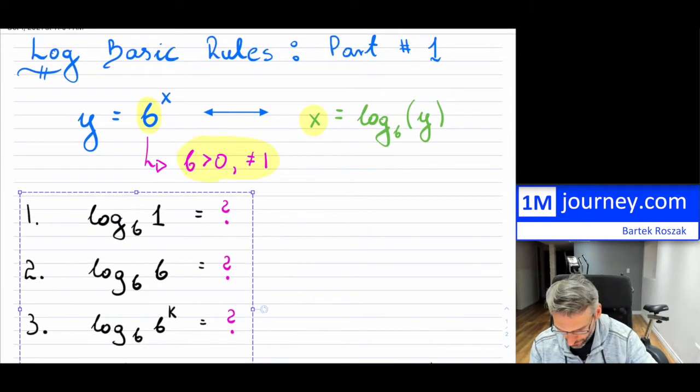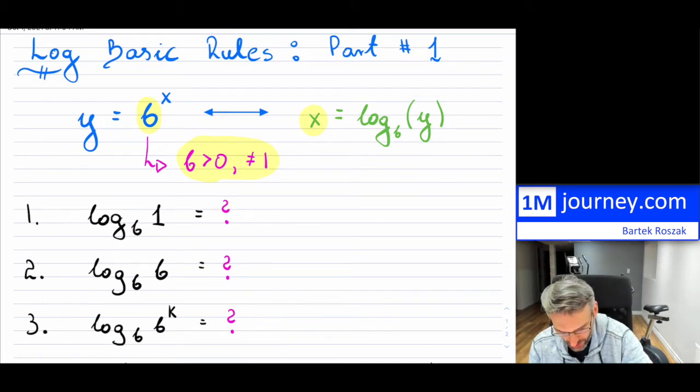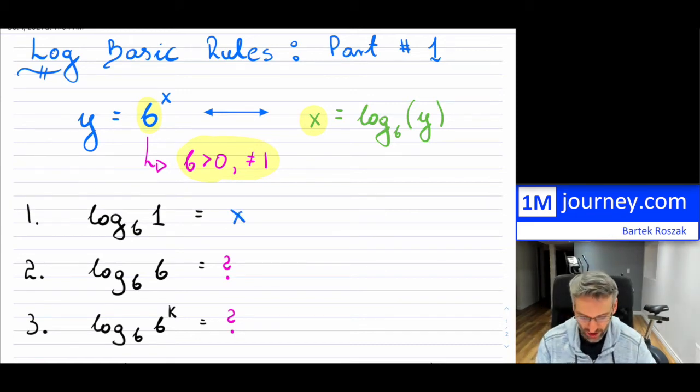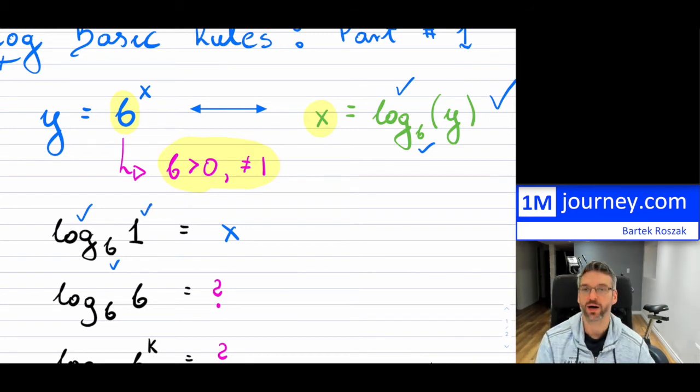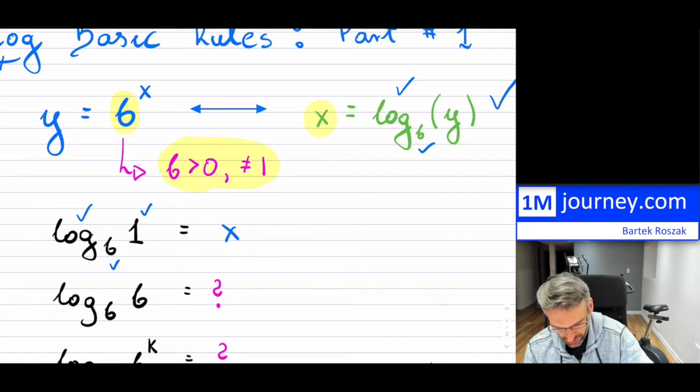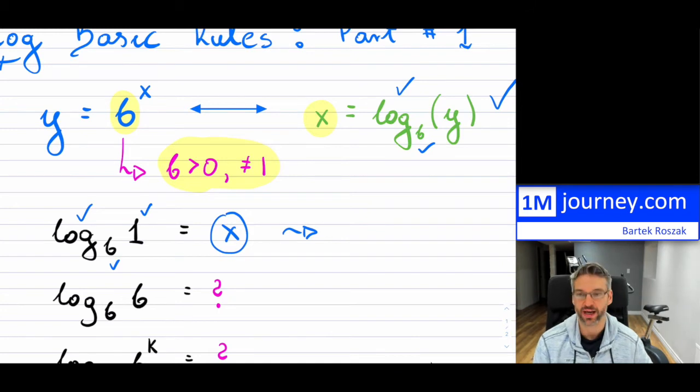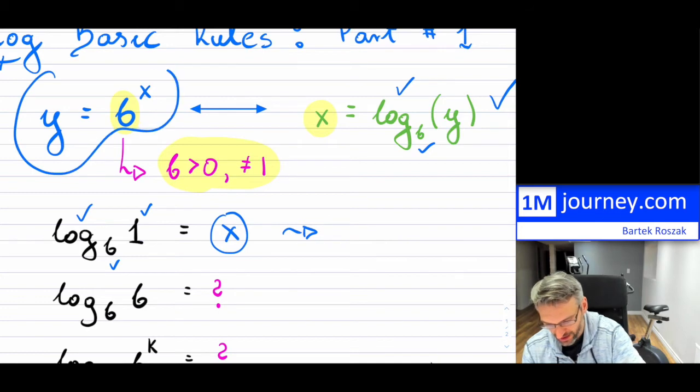Now, let's break these down. First, I'm going to take rule number 1, or property number 1. I'm going to erase this and call this x, because I am mapping it out to this. Notice I have a log of base b, and my y here is equal to 1. And now I want to find what x actually is. But hold on a second, I can find out what x is because I can rewrite this in this particular form.